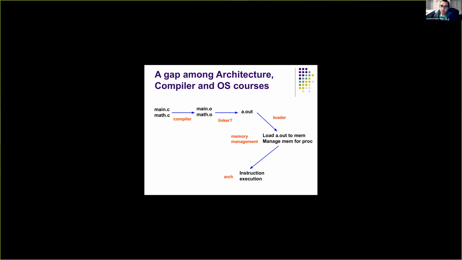Okay. And in the next class, we'll be looking at how the compiler puts all the code that we write into object files and how the linker organizes them into an executable. And finally, given an executable, how the operating system allocates memory for that executable.